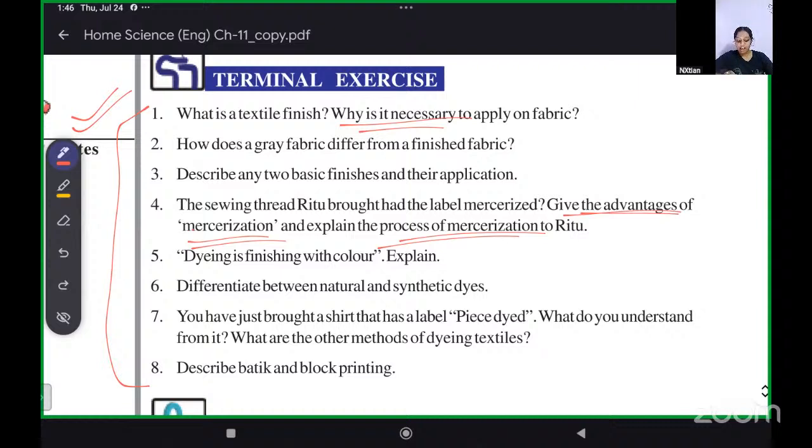And tomorrow is your home science test, and today is your English test. So send the English paper. Do it in the class timing. And tomorrow English class will be there. Home science test will be there.